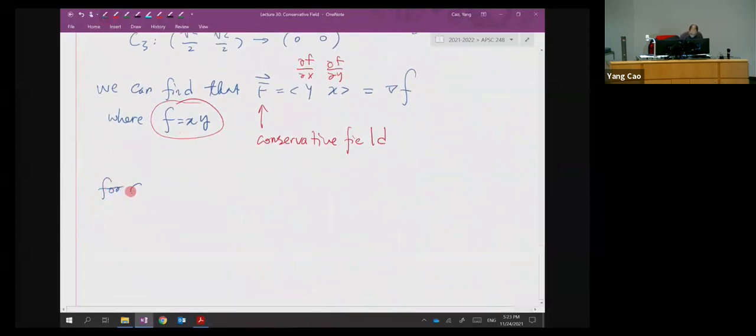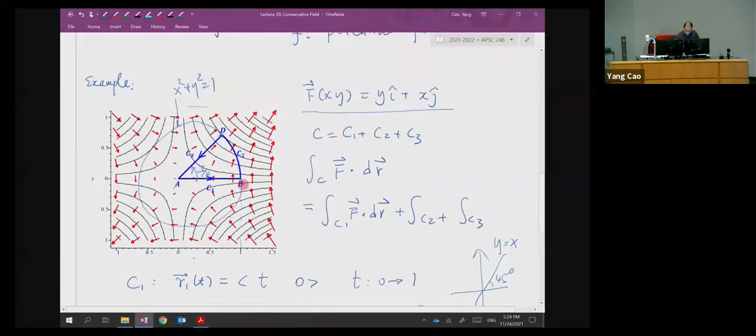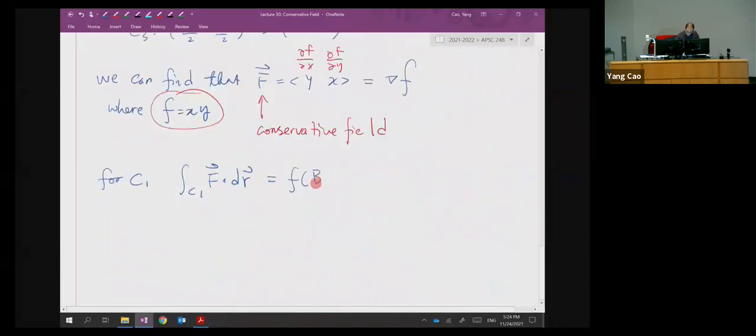So for C1, we're talking about the integration over C1 of f dr. This is a vector line integral. Now, I'm not calculating it. I'm calculating the value of this scalar function f. C1 goes from A to B, so the end point is B and the starting point is A. So you subtract these two to get the value. Then what is the value of function f at location B?